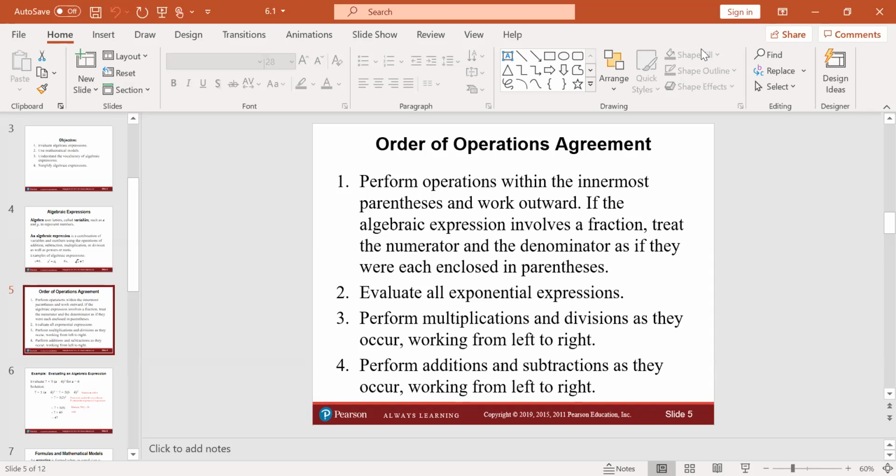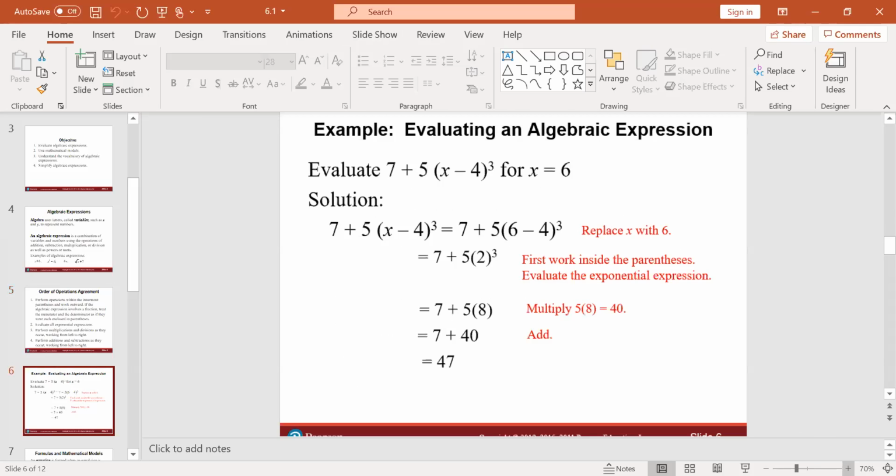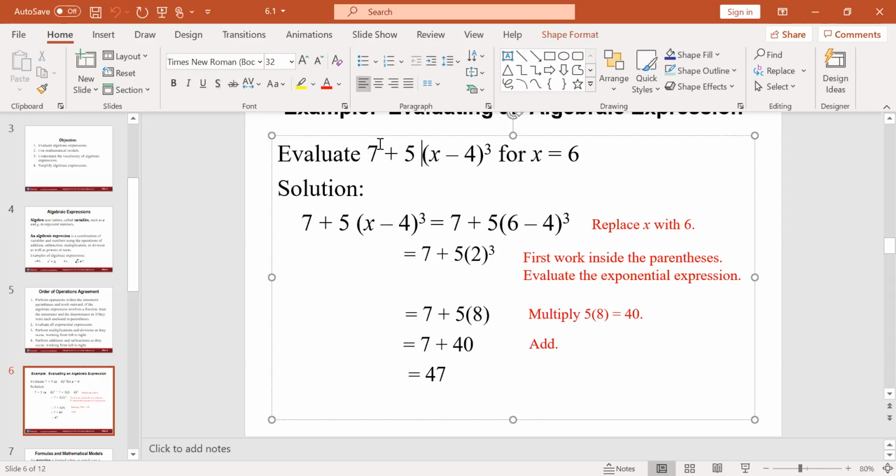But the truth is, you're probably still going to end up with an expression that has a variable in it because you still don't know what the value of that variable is. It's not until you start to actually solve equations that you can really talk about that. So in this case, here's what they're doing. You say we have 7 plus 5 times (x minus 4) in parentheses, and then it's cubed. X minus 4 is being cubed here. And it says 4x equals 6.